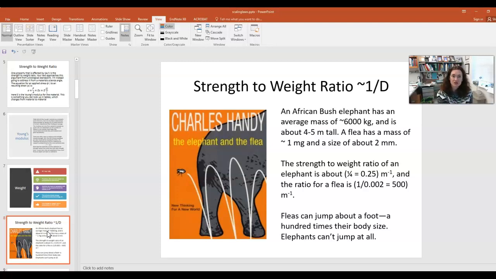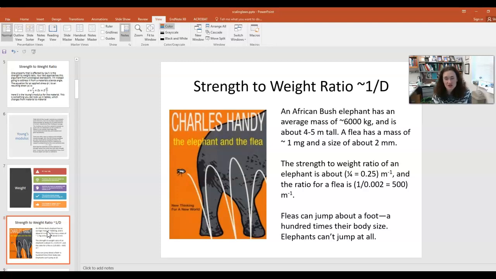So we're going to take the characteristic dimension of an African bush elephant as 4 meters, and the characteristic dimension of a flea as 2 millimeters. So those are our D's for the elephant and for the flea. That means that the strength to weight ratio scales as about 1 over d. For the elephant, d is equal to 4, so 1 over 4 is 0.25 inverse meters. For the flea, it's about 1 over 2 millimeters, or 1 over 0.002 meters, which is 500 inverse meters.